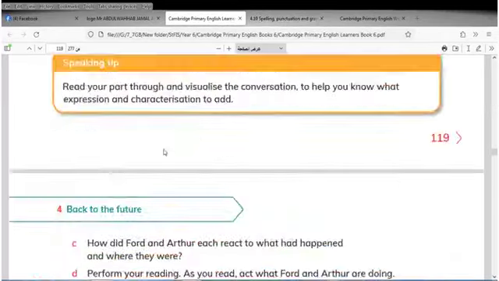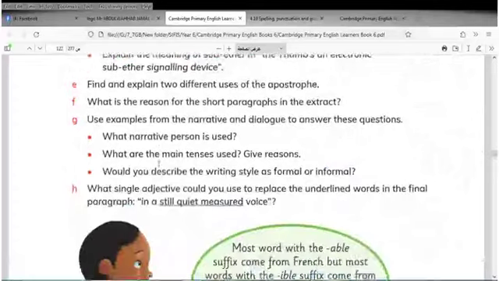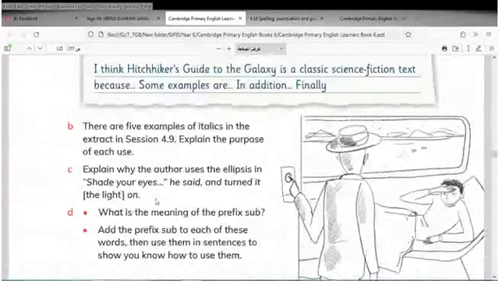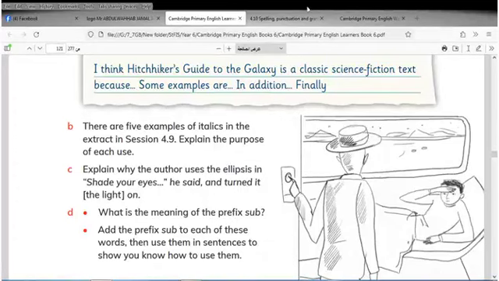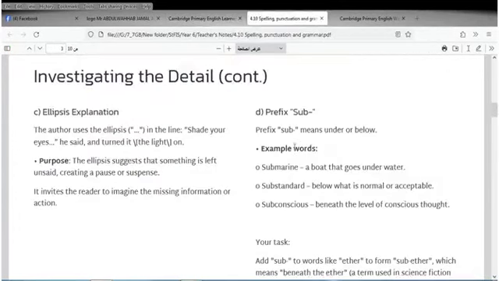Now another question here, we have the prefix, okay, the prefix. Add the prefix sub to each of these and tell me what the prefix sub means. Sub means under or below. If we have submarine, it means a boat that goes under the water. Substandard means below the normal standard or below the acceptable case or status. Subconscious means beneath the level of conscious thought.